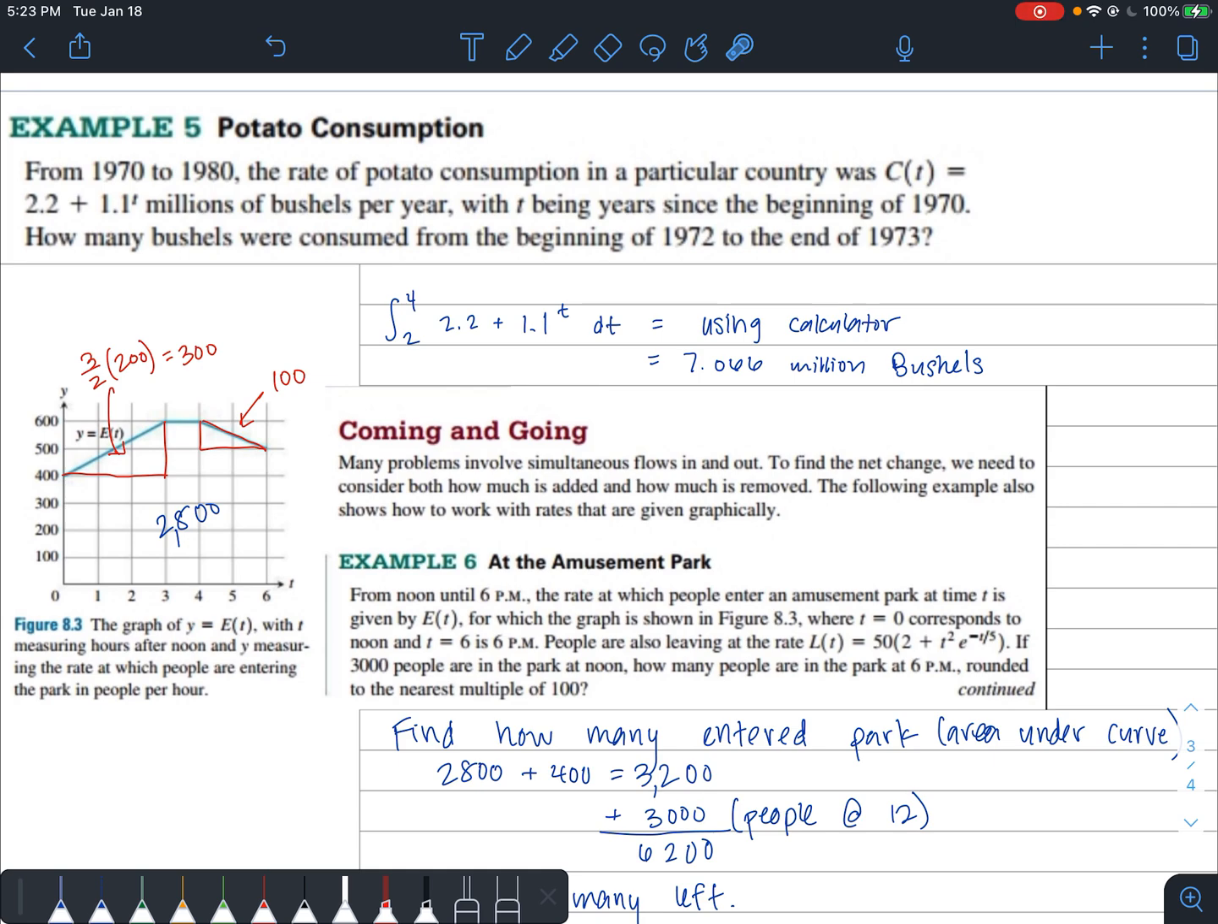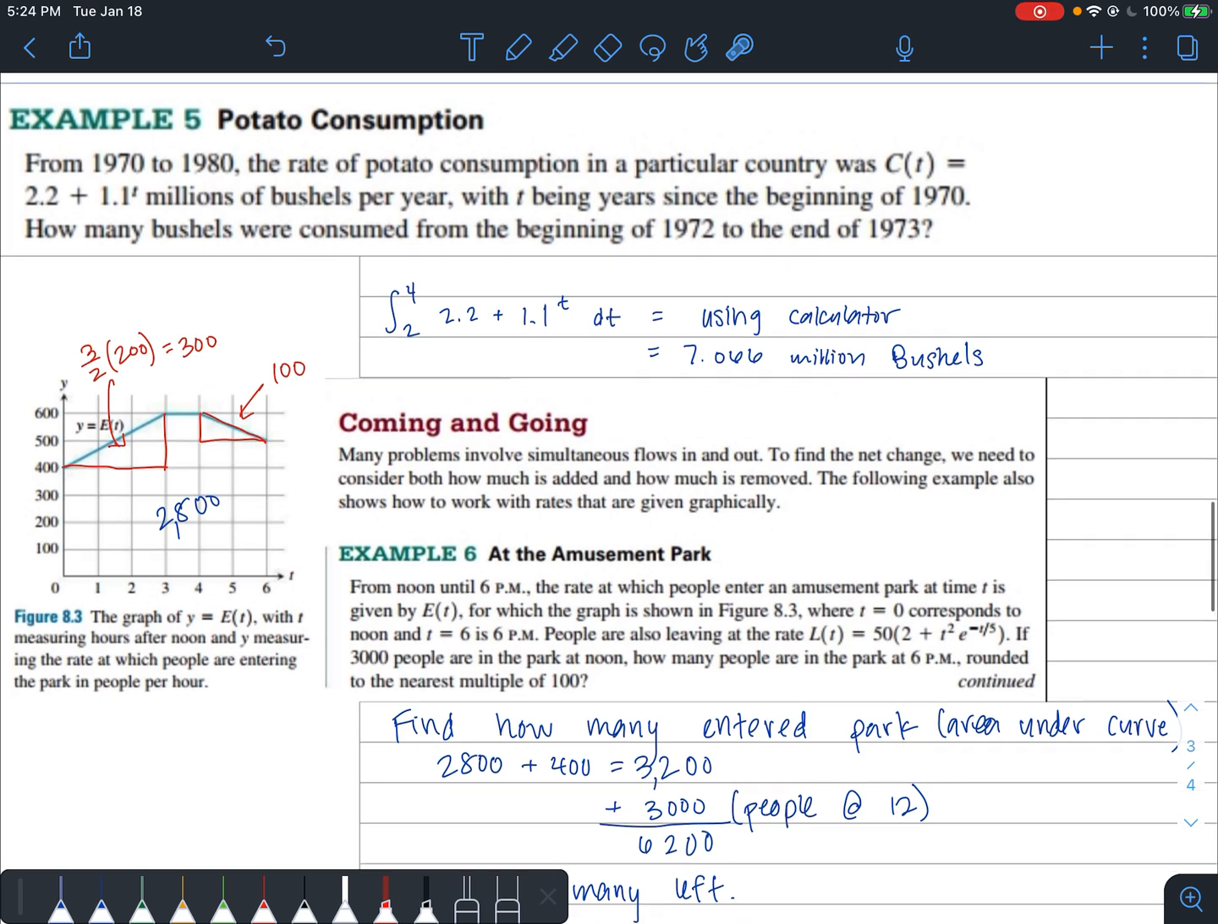Potato consumption. So from 1970 to 1980, the rate of potato consumption in a particular country was C of t equal to 2.2 plus 1.1 raised to the t power, millions of bushels per year, with t being years since the beginning of 1970. How many bushels were consumed from the beginning of 1972 to the end of 1973? So I'm going to set up this integral using years 2 to 4, because 1972 to the end of 1973 is from year 2 to year 4 right there.